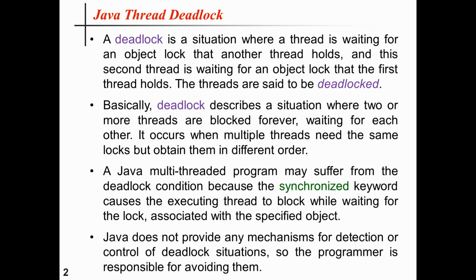Basically, Java doesn't provide any mechanism for detection or control of deadlock situations if they arise. So the programmer is responsible for avoiding them, maybe by altering the sequence of object locks.